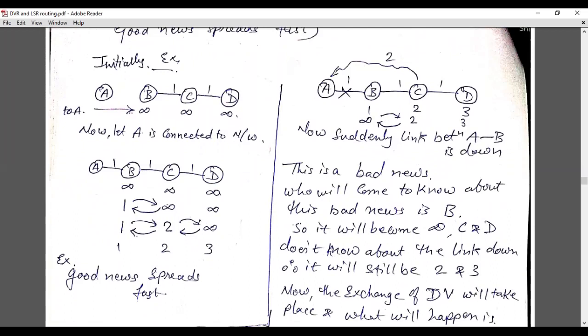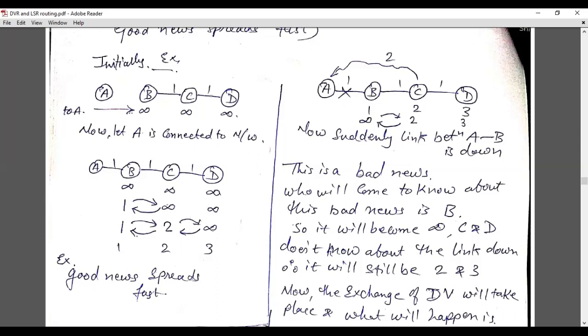There is a network A, B, C, and D, and the path from A to B was initially not there. So because of that, there is infinity, infinity, infinity. And a distance of 1 between B and C, and between C and D, was there. Now let A be connected to the network with a distance of 1. So A to B, B to C, C to D, the distance of all of them is 1.